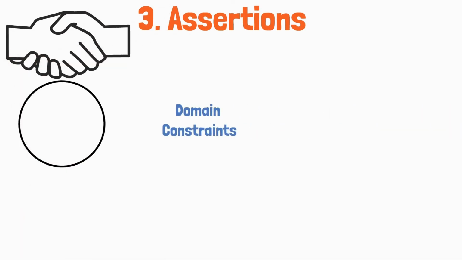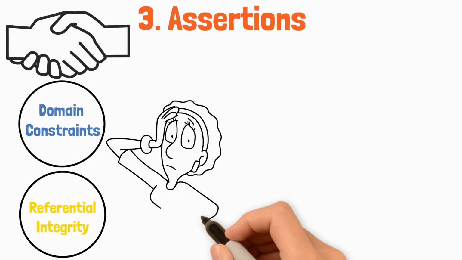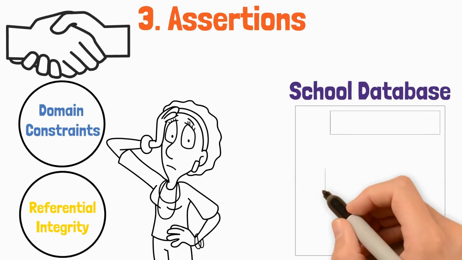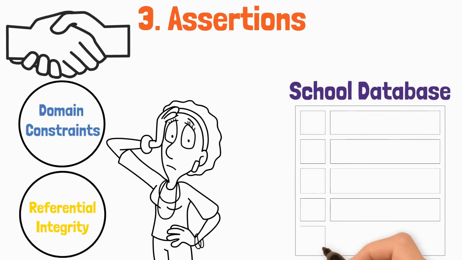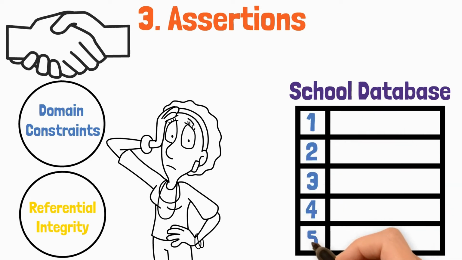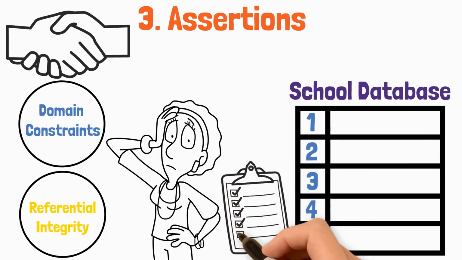Domain constraints and referential integrity are special forms of assertions, but there are many constraints that we cannot express only using these two forms. For example, if a school database has a rule, or assertion, that says every department must offer at least 5 courses every semester, the database needs to check and make sure this is always true.